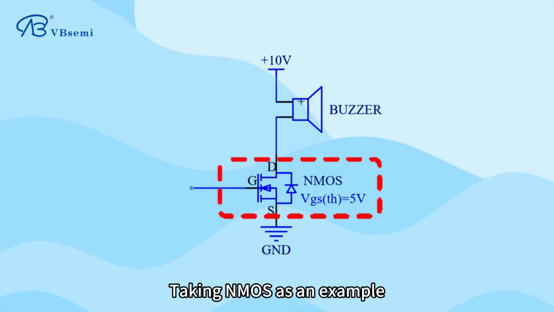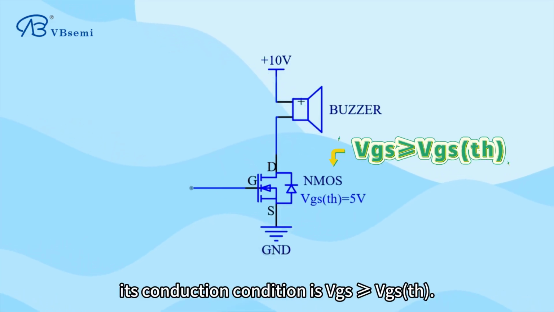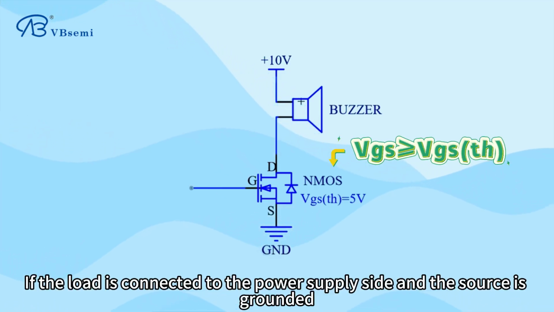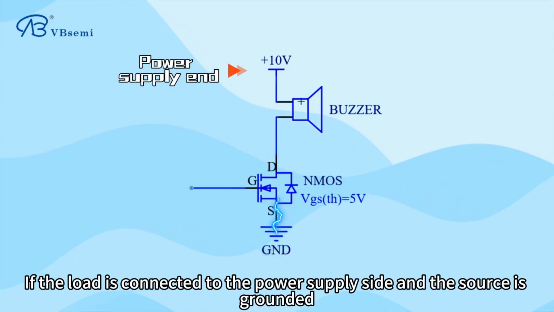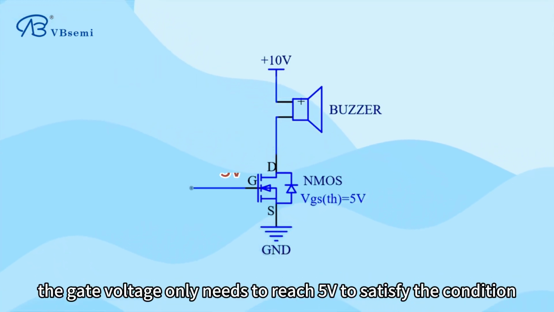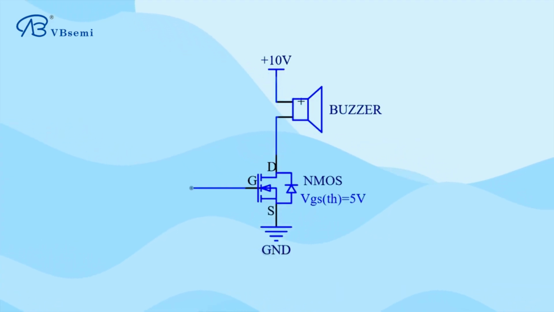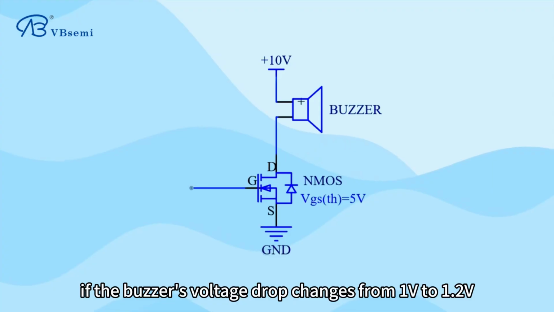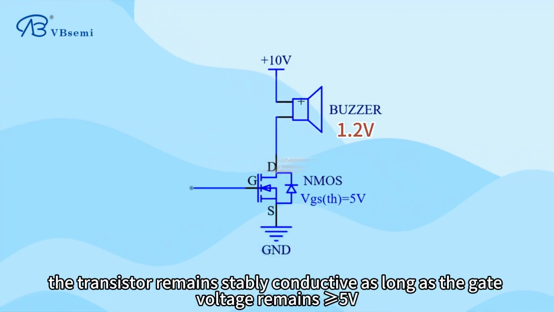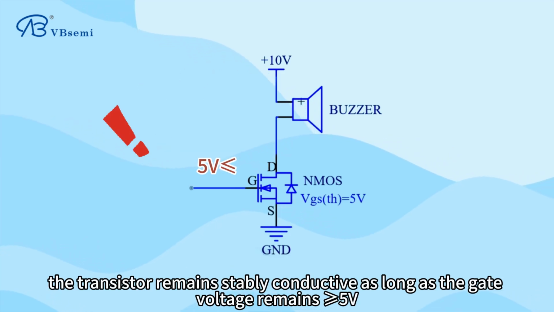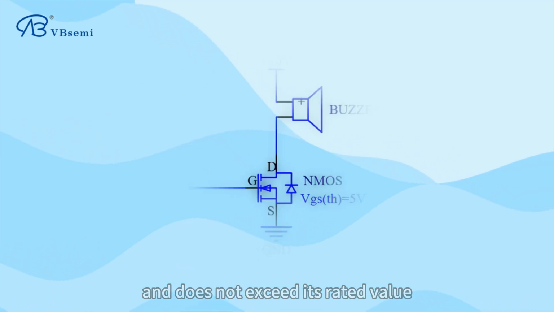side for PMOS? Taking NMOS as an example, its conduction condition is VGS. If the load is connected to the power supply side and the source is grounded, the gate voltage only needs to reach 5 volts to satisfy the condition. For instance, if the buzzer's voltage drop changes from 1 volt to 1.2 volts, the transistor remains stably conductive as long as the gate voltage remains 5V and does not exceed its rated value.